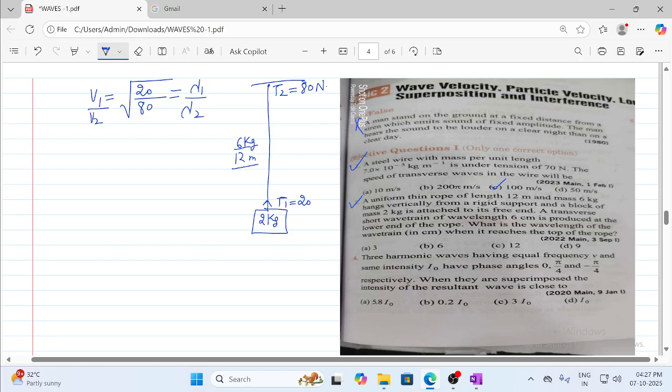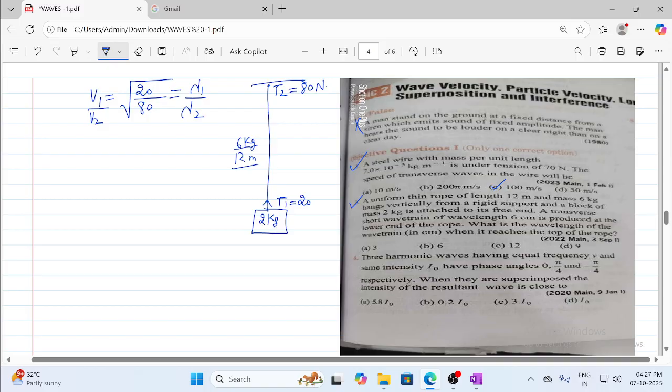You don't need to find, first of all, why you are adding the velocity, why you are integrating it. When you know the tension at a particular point, the velocity will be directly under root T by mu. What is going to be the issue? Yeah, if you have to find the time in this case, velocity is changing. That will be a different task. We can try that. How much time is taken by this wave to reach from this point to this point? We will try that in this question itself.